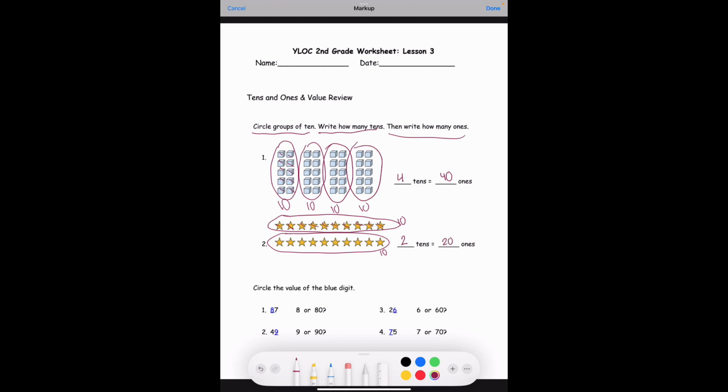Circle the value of the blue digit. There's 87, and the 8 is blue, so the 8 would be 80, because the 8 is in the tens place, and the 7 would be in the ones place. Let's try number 2. 49, the 9 is blue, and the 9 is in the ones place, so it equals 9. All right, on to the next page.